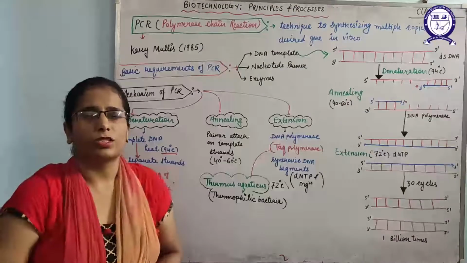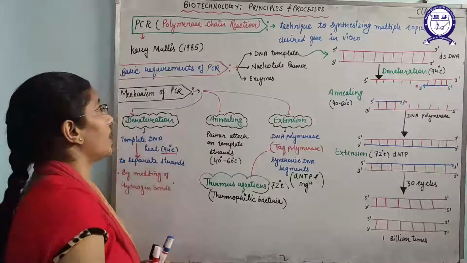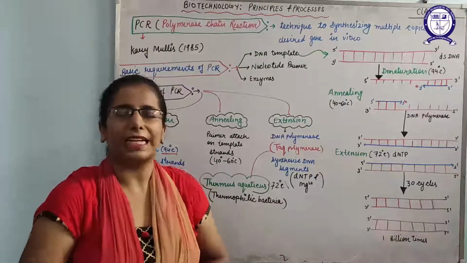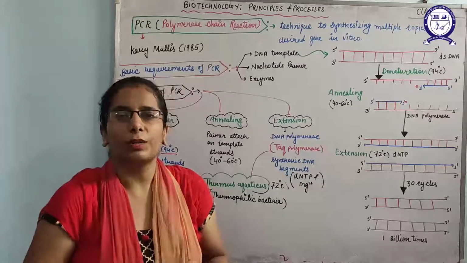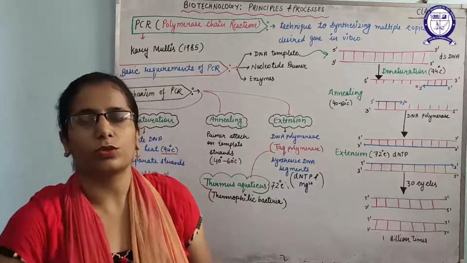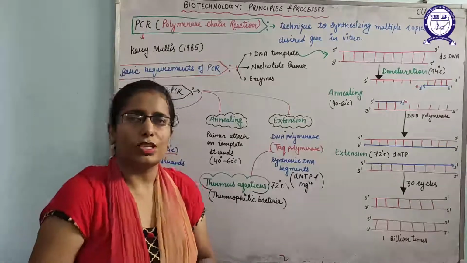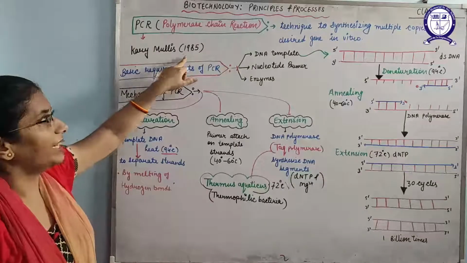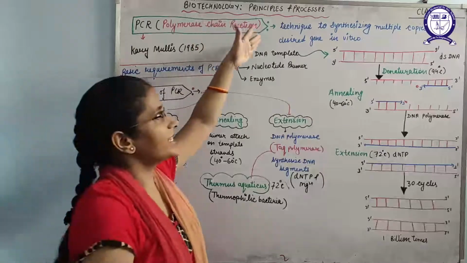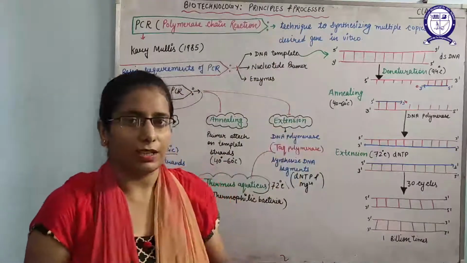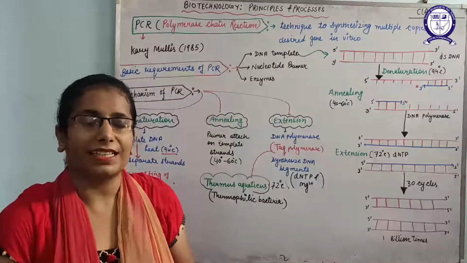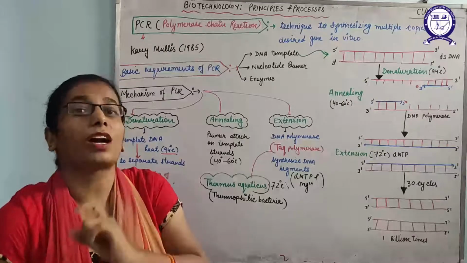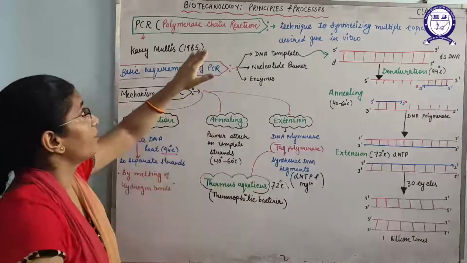Now we are going to discuss the next technique, that is PCR. What is PCR? PCR is the polymerase chain reaction that is used to make multiple copies of the gene of interest or the foreign gene. This technique was developed by Kary Mullis in 1985. It is a technique that will amplify a segment of DNA, that is, the gene of interest, mainly in in vitro conditions.